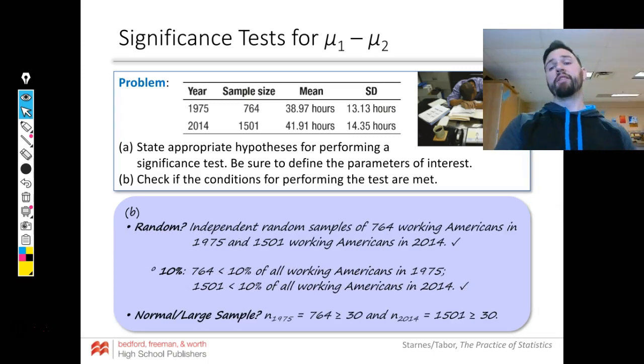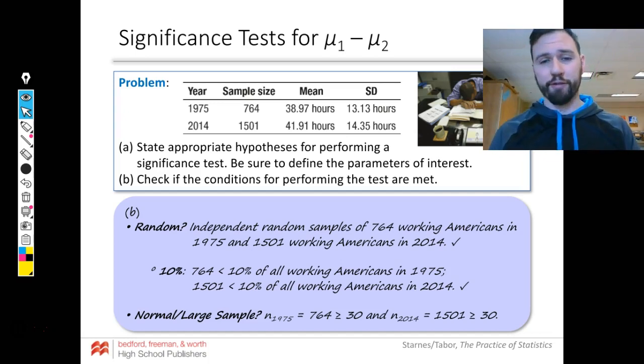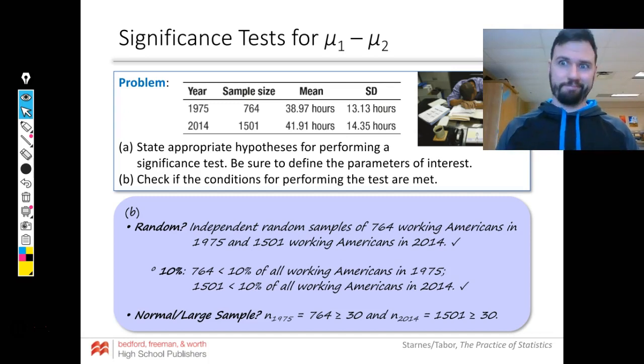Is it random? Yeah, they took 2 random samples. 10%? There's more than 1,500 workers in 2014, or there'd be more than 15,000 workers in 2014, I do believe. Normal large? Yeah, it's large.